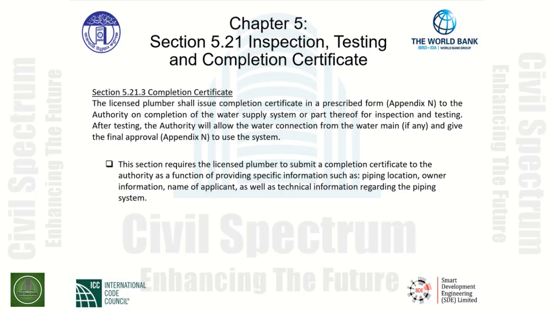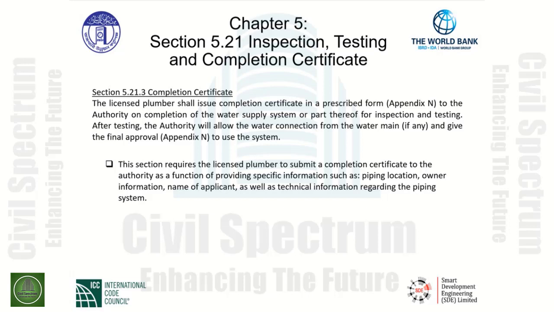The completion certificate is indicated according to the requirement based upon section 5.21.3. The licensed plumber shall issue the completion certificate in a prescribed form. The reference here is Appendix N. The plumber needs to issue the completion certificate to the authority on completion of the water supply system or any part thereof for inspection and testing.